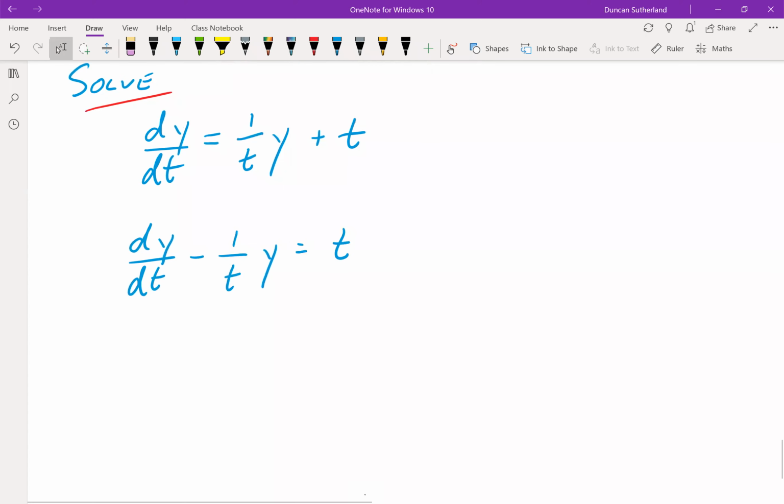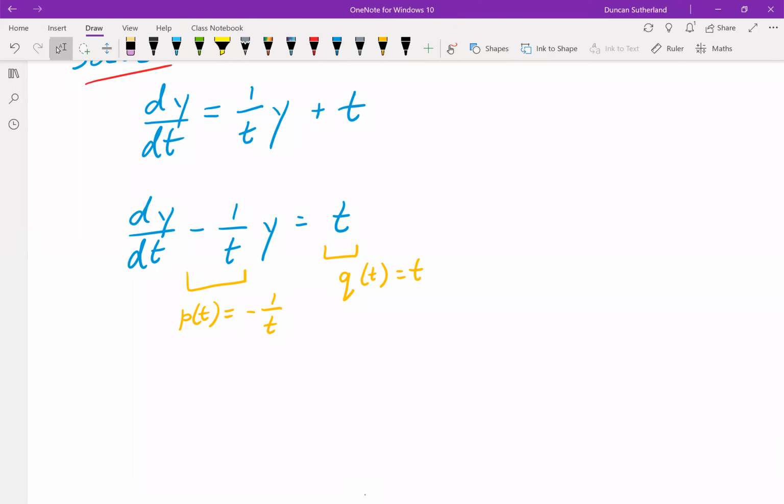My next step is to identify my p function. So all the notation can be found in previous videos. And my q function. So now that I've identified my p and my q, I can write down my integrating factor.